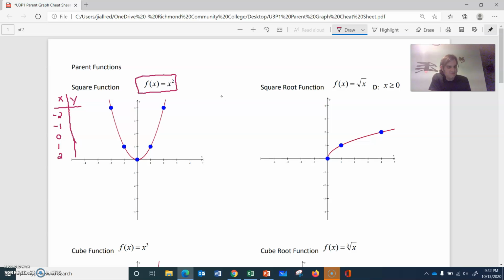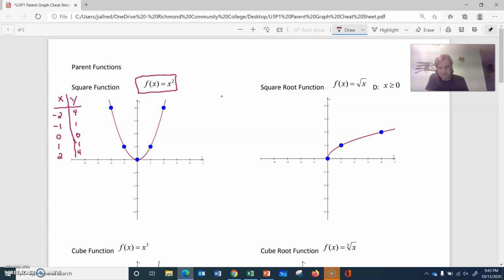But as I square these numbers, as I square -2, I get 4. Square -1, I get +1. Square 0, I get 0. Square 1, I get 1. Square 2, I get 4. I have those 5 points graphed over here, and as previously discussed, x squared makes a parabola.